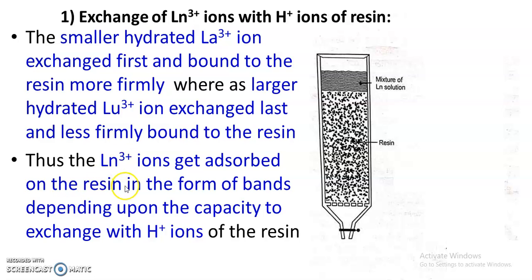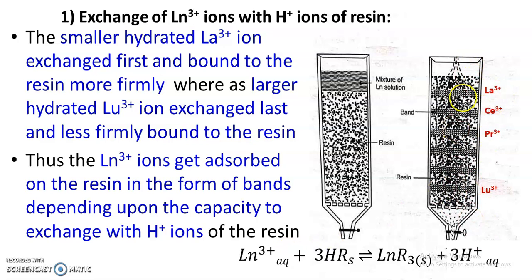Thus, the lanthanide +3 ions get adsorbed on the surface of the resin in the form of bands depending upon the capacity to exchange with H+ ions of the resin. Accordingly there is a formation of different bands. In the beginning, as soon as the mixture of lanthanide ion solution is poured on the surface of the resin, there is immediately a formation of a band of lanthanum +3 ion, because it has a smaller size of hydrated ion. It has a greater tendency of exchange, and the first band will be lanthanum. Then the next band will be for cerium +3.